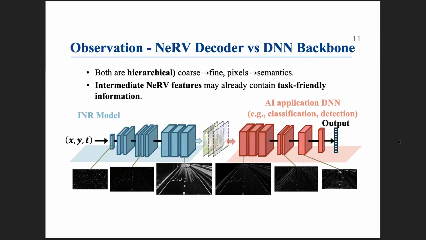Our key observation is that NeRF-style video INRs decode frames in a coarse-to-fine hierarchy. The intermediate features in this decoder already contain useful visual information. Since downstream DNNs also process visual information hierarchically, we can reuse INR intermediate features as inputs to downstream models. This allows us to skip explicit pixel reconstruction and redundant early feature extraction.